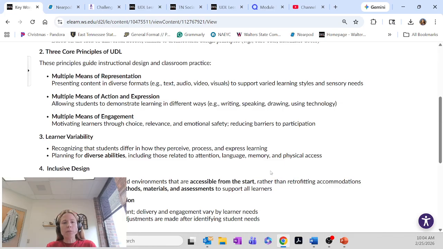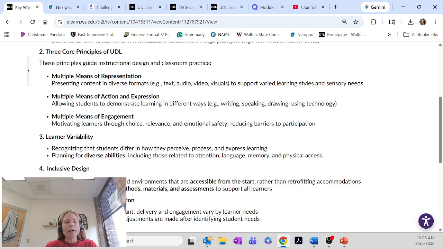Engagement is a big one. So, multiple means of engagement is thinking about, obviously, choice, which we talked about. So up above with action and expression, I mentioned choice, but when we're talking about multiple means of engagement, choice really helps motivate learners, right? They feel like they have a little bit of autonomy, if you will. So this also helps reduce barriers, right? And we want to draw on their interest and pull them in. We also think about our classroom culture as well.